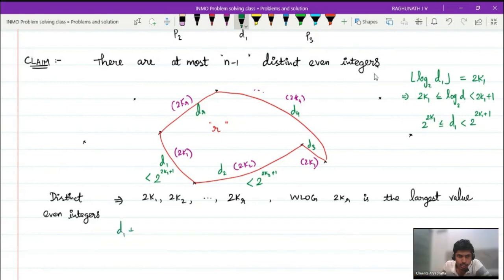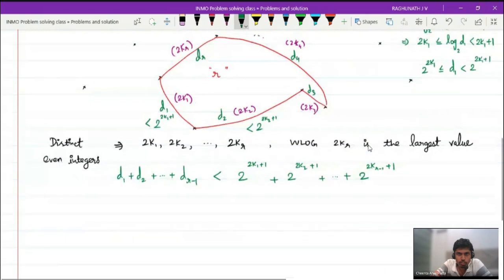Yeah, except the largest one, d1 plus d2 plus up to dr minus 1. So it is bounded above by 2 power 2k1 plus 1 plus 2 power 2k2 plus 1, all the way up to 2 power 2k(r-1) plus 1, strictly less than. Yes. So you see where this is going, right?